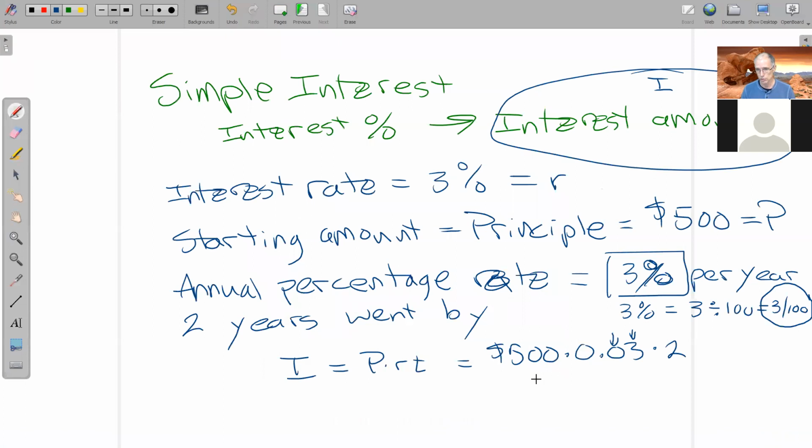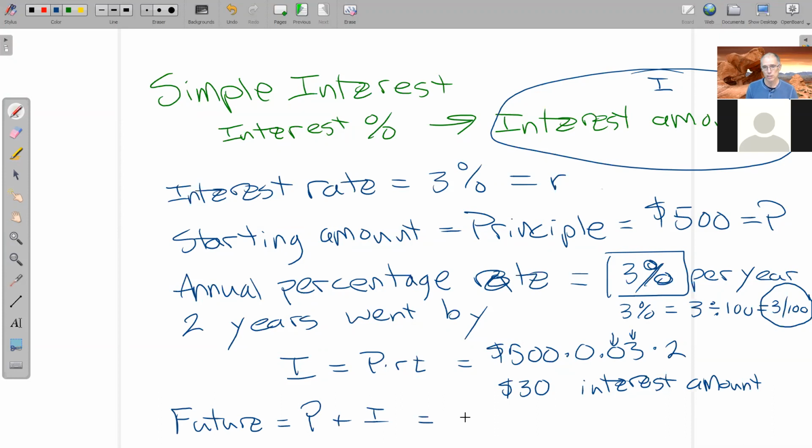So this comes out to $30. And that's the interest amount. The interest rate, again, was the 3%. Now, altogether, we get this future amount, right? And the future amount is whatever I gave them plus the interest.